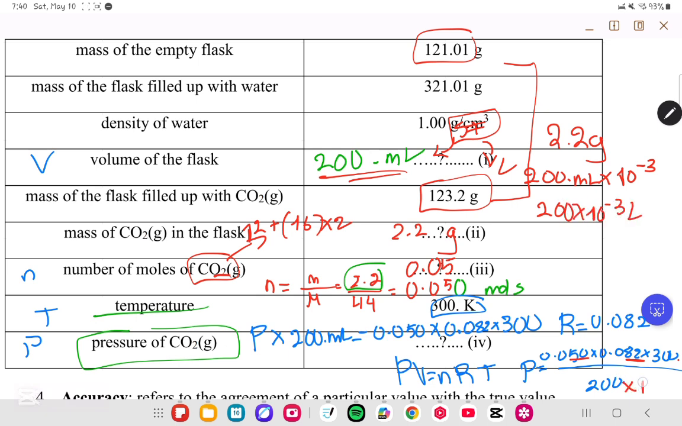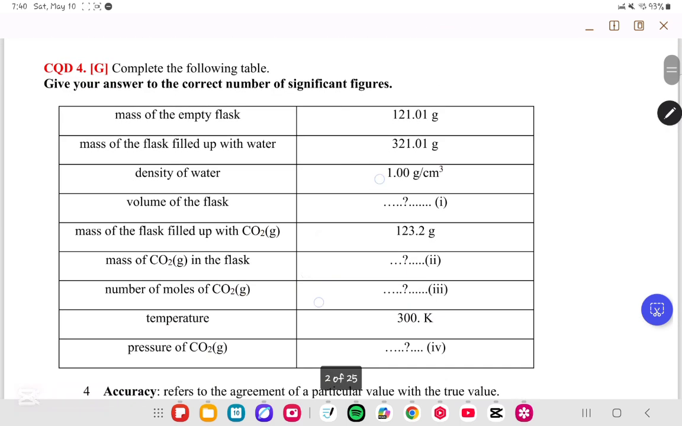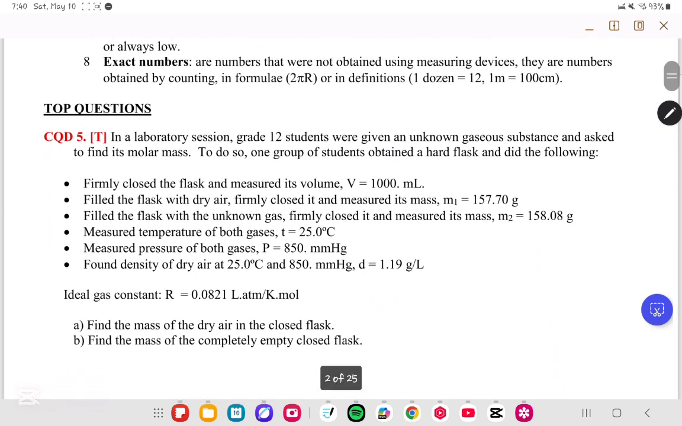Very, very important. So now my whole answer will be wrong because I forgot to change it to its SI unit. Please pay attention to this. So I got that P is equal to 6.15. I will round it to two significant figures for it to become 6.2. So that is it for CQD number 4. We move on to the top question, which is CQD number 5.